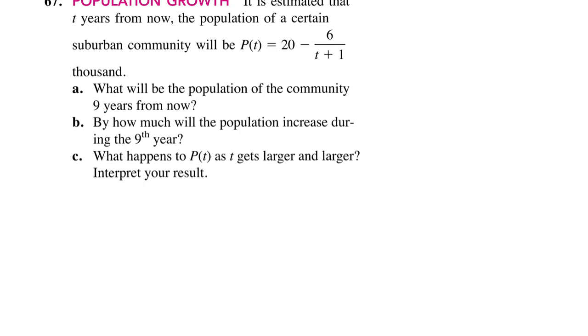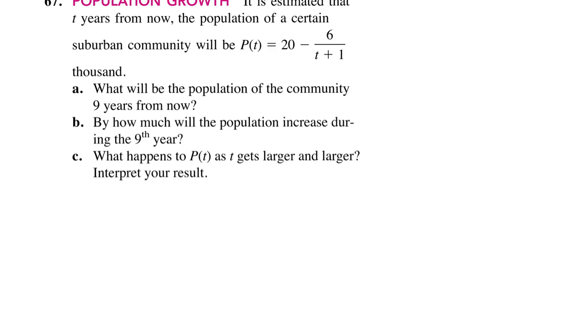The first question says, if this is the population after time t, then when the time is one, what? Year, t years, 1 year. After 1 year, the population is 20 minus 6 divided by 1 plus 1. 1 plus 1 is 2, so 6 divided by 2 is 3. 20 minus 3 is 17. So P of 1, the population after 1 year, is 17.